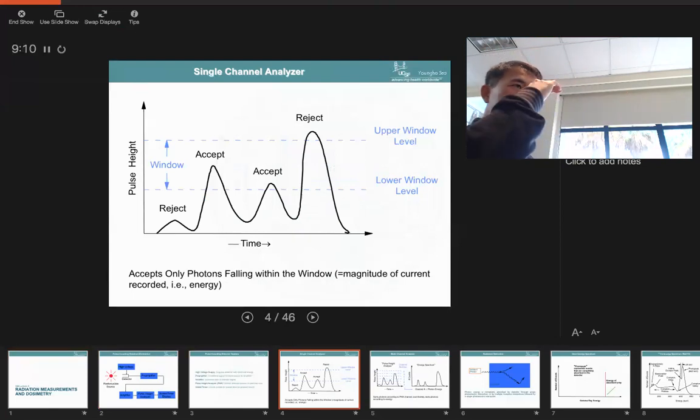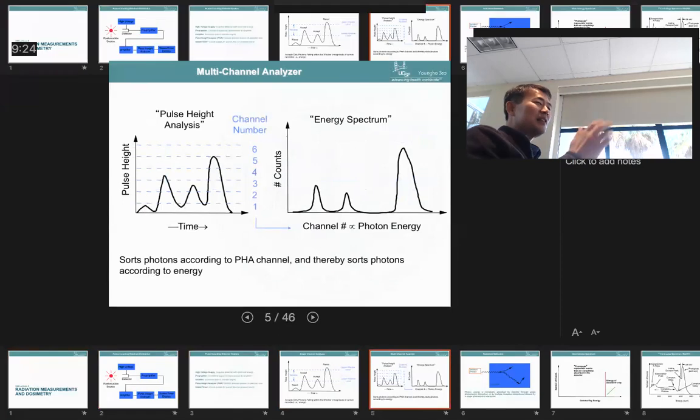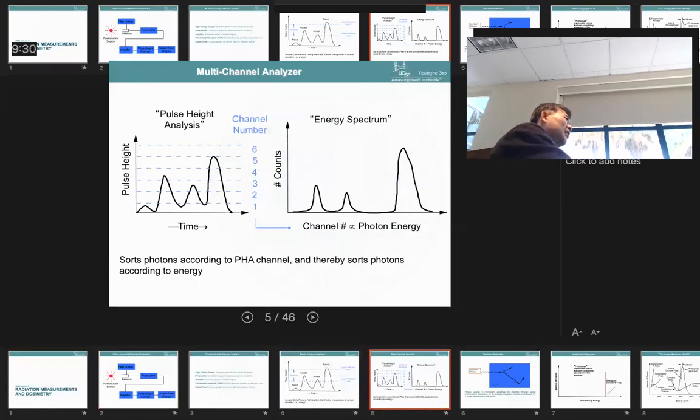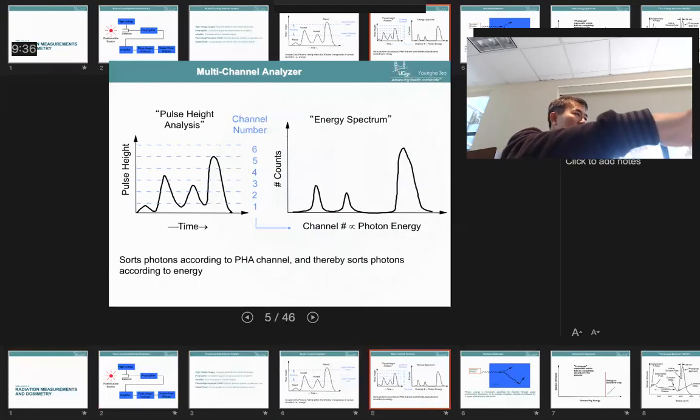Not really the delta function of energy. We should have some range because energy resolution is not infinitesimal. Yes. How do you decide which pulse height window you want? Oh, for that you actually use a multi-channel analyzer first to do that. If you know how to do it, you can go back to a single channel analyzer. But most of the time, what people do is use a multi-channel pulse height analyzer.